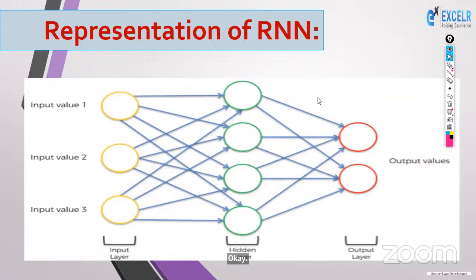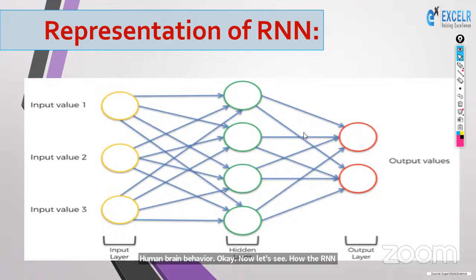So yeah. After this part, guys, we understood how things are arranged with respect to our human brain behavior. Now let's see how the RNN architecture is built using the basic neural network architecture. You need to follow a couple of steps to build an RNN architecture. Let me show you through these diagrams.